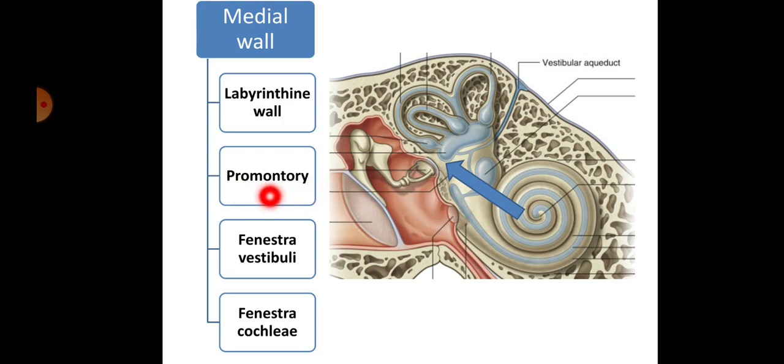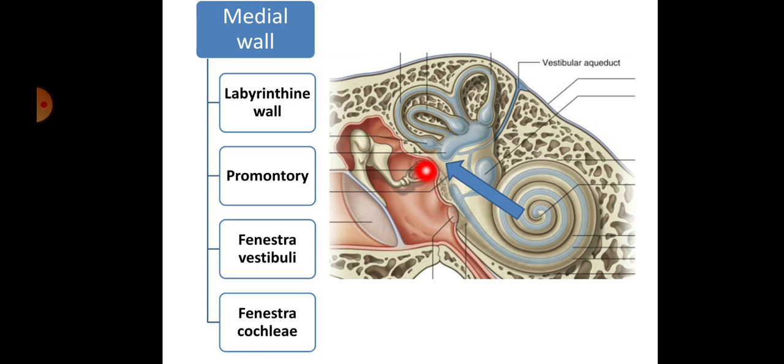First one is the promontory. See, here the bony elevation is found in the mid layer. This is called the promontory. Why is this bony elevation present? Because the cochlea is going to start here. These are the turns of the cochlea. This is the basal turn of the cochlea, where the basal turn is going to start. So that creates the impression here. That is called the promontory.